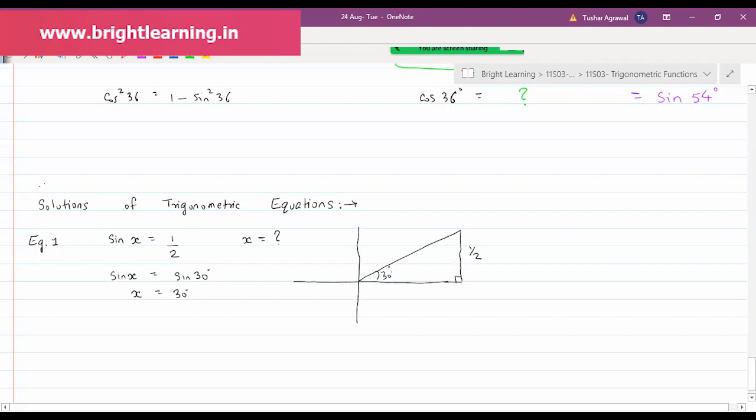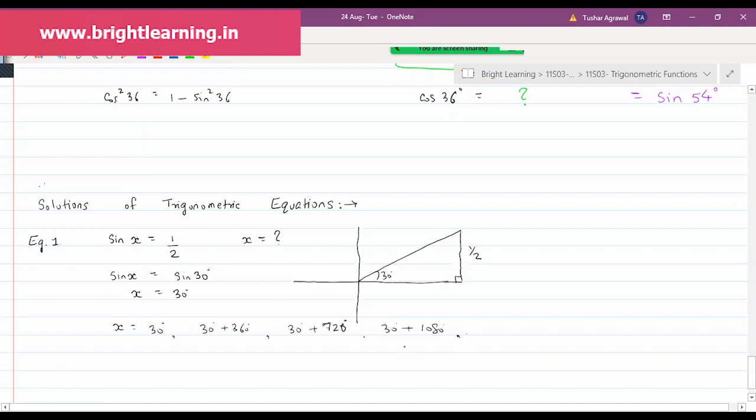But this arm is not unique. Why is this arm not unique? x can correspond to 30 degrees. Yes, true. If I complete one more rotation, x can also correspond to 30 plus 360 degrees. If I complete two revolutions, 30 degrees plus 720 degrees. If I complete three rotations, 30 degrees plus 1080 degrees.